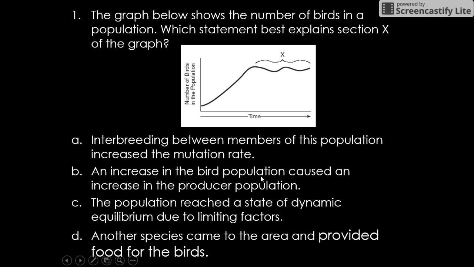B, an increase in the bird population caused an increase in the producer population. Doesn't even show anything about producers. C, the population reached a state of dynamic equilibrium due to limiting factors. This is the only answer choice that mentions limiting factors. Once it reaches this point, it reaches this equilibrium or this balance where it doesn't grow anymore. So the answer is C.